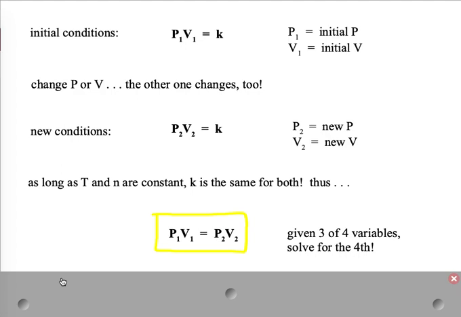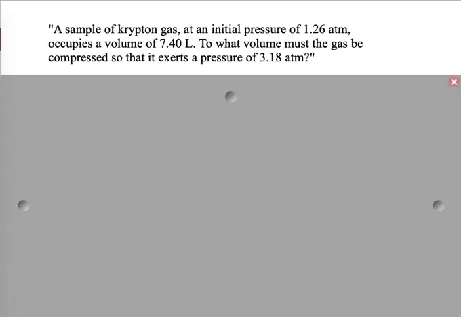In an equation that has 4 variables, you'll be given values of 3, and you simply need to rearrange and solve for the 4th. So let's do an example of that. A sample of krypton gas at an initial pressure of 1.26 atmospheres occupies a volume of 7.40 liters. To what volume must the gas be compressed so it exerts a pressure of 3.18 atmospheres?